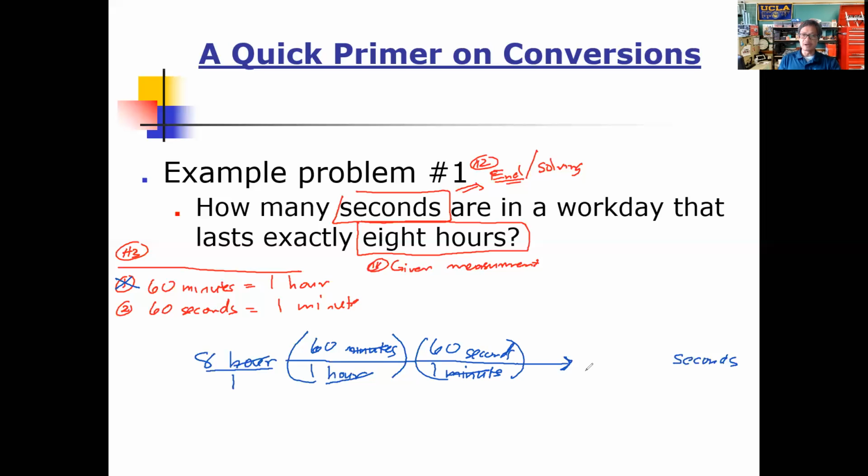And so now, if you notice, on both sides of the arrow, we have seconds and seconds. Why is that important? Because then we can stop right there. That means we're done. We don't need any more conversion factors. We can go ahead and just punch in the numbers and calculate them. At this point, the conversion has the same unit on both sides of that arrow. We just need the number now. When we plug that in, it's going to be 8 times 60 times 60.